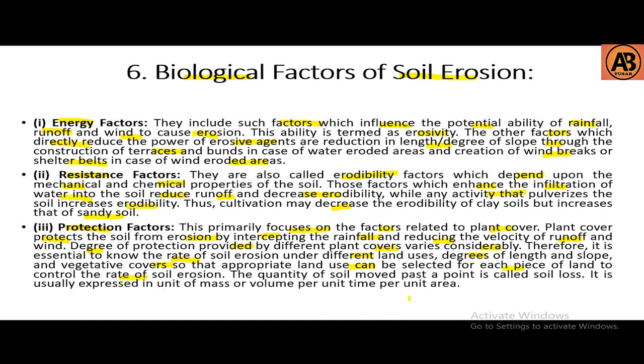soil erosion. The quantity of soil moved past a point is called soil loss. It is usually expressed in units of mass or volume per unit time per unit area. So these are the factors of soil erosion.